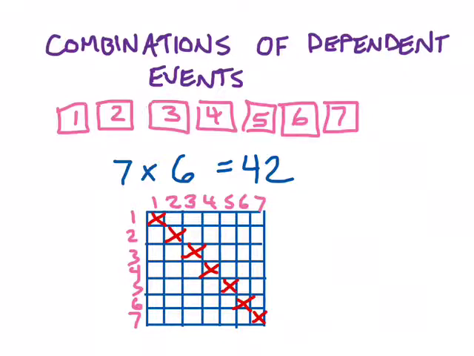Every other event on here is possible, and these account for all the 42 different combinations we could see. I could get a 1 and a 2, I could get a 1 and a 3, a 1 and a 4, a 1 and a 5, a 1 and a 6, a 1 and a 7.